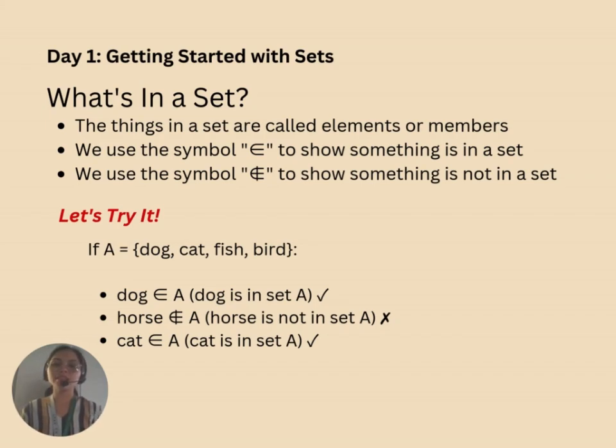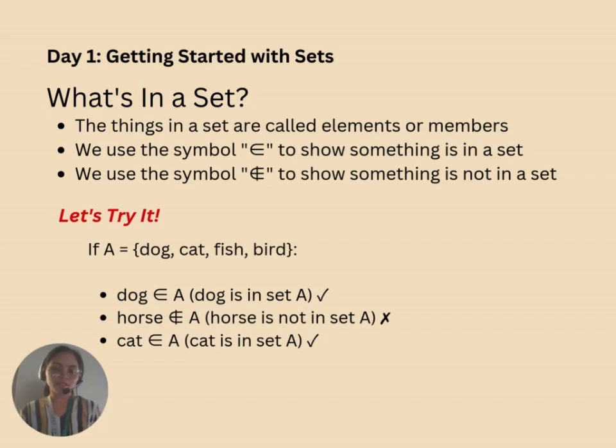While the second is horse. Is horse included in your set? Obviously, no. Therefore, we are going to write it with the ∈ with a slash. So we are going to read it as horse is not in set A, or horse is not an element of set A. Again, horse is not an element of set A. So that is how you are going to interpret it if the element given is not in your set.